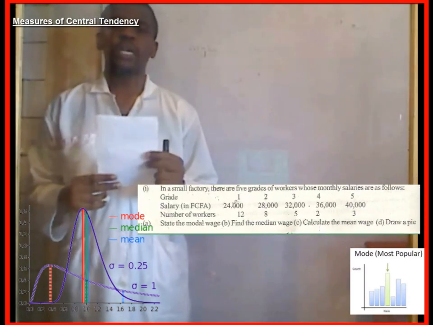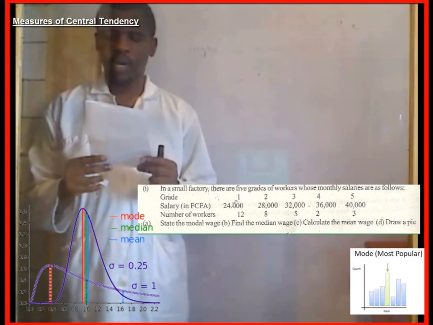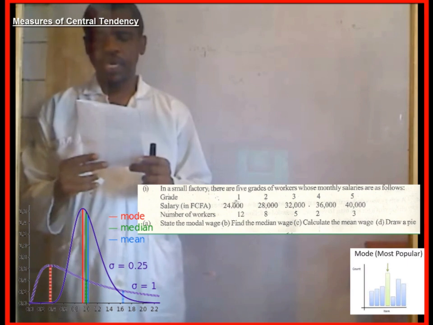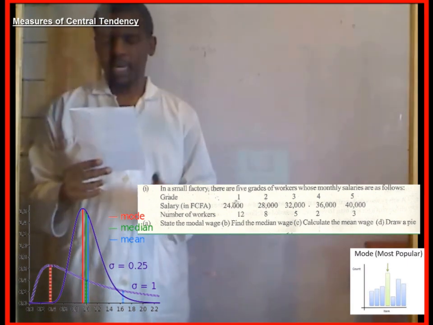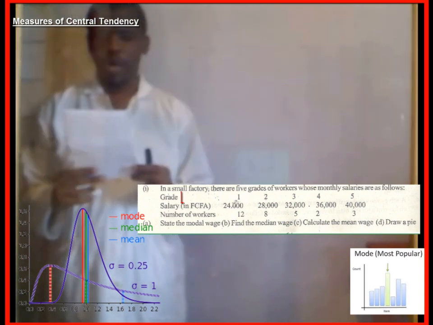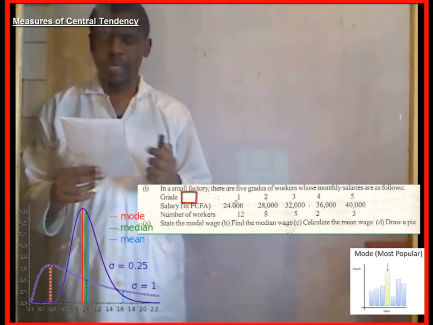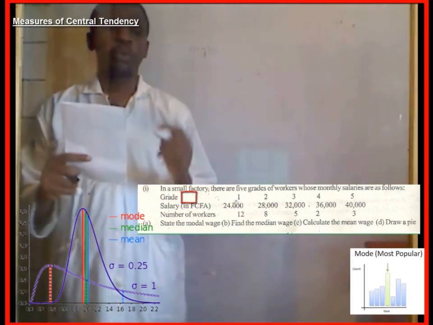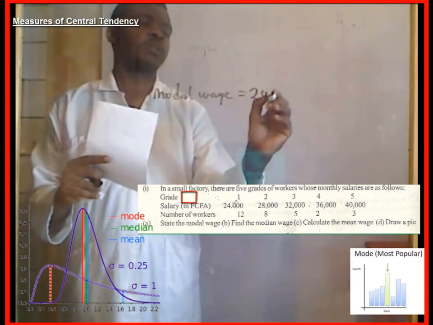Let's look at this other question. In a small factory, there are 5 grades of workers whose monthly salaries are as follows. Find the modal wage. So we look down there at the frequencies. We find that we have the highest number of workers, that is 12, who earn a salary of 24,000. So the modal wage will be 24,000 francs.